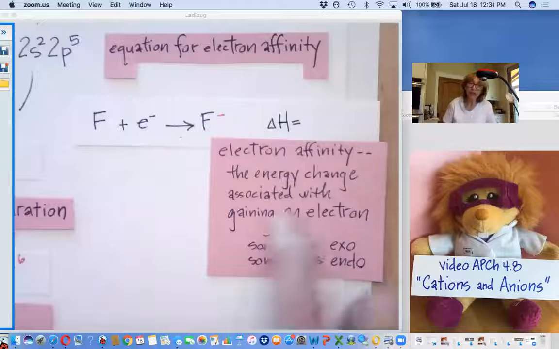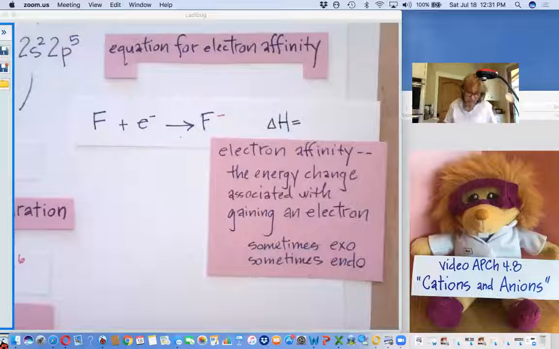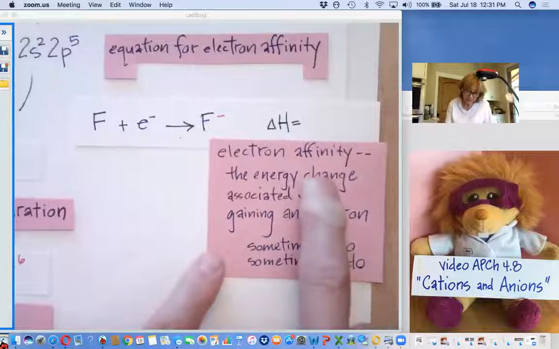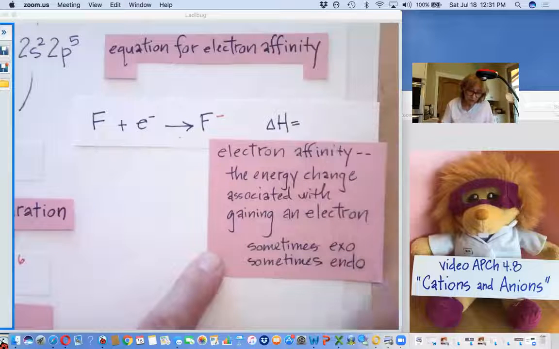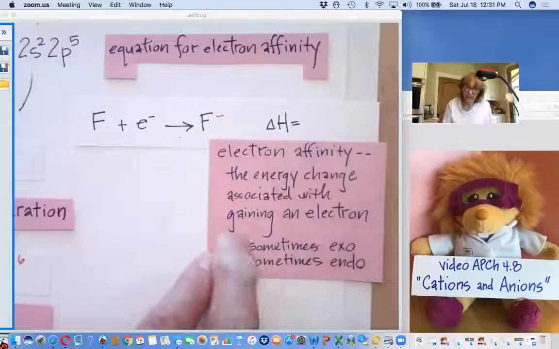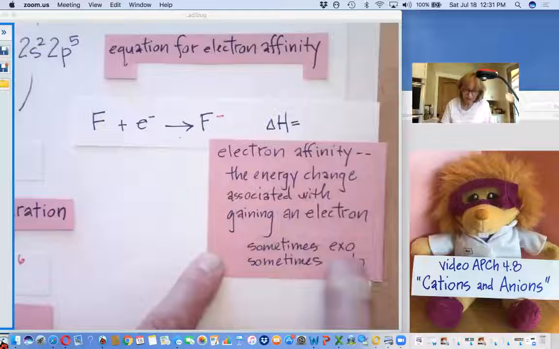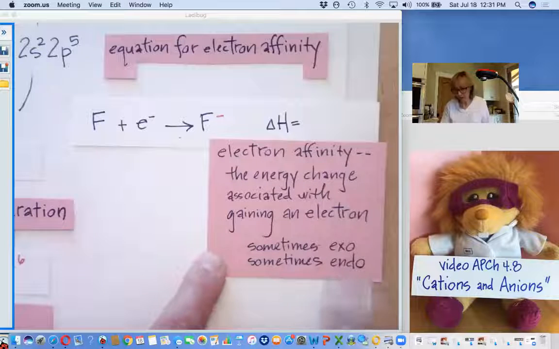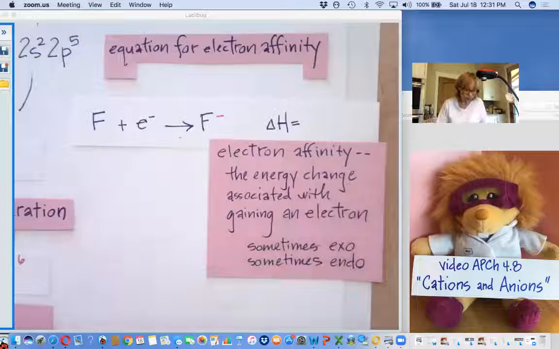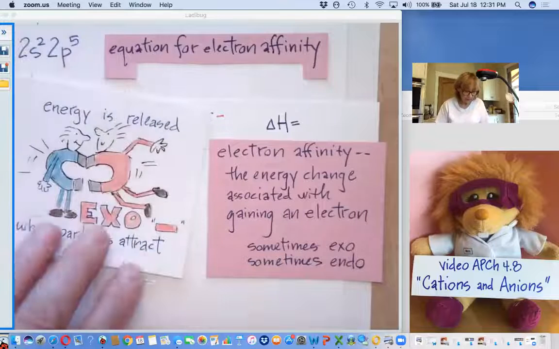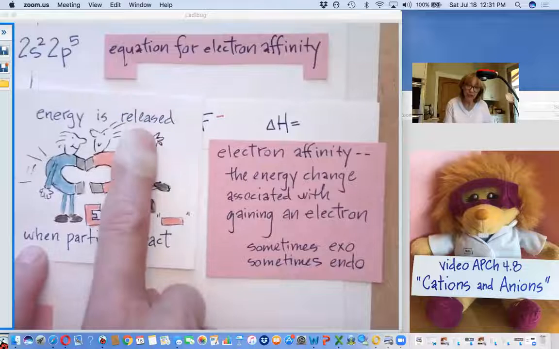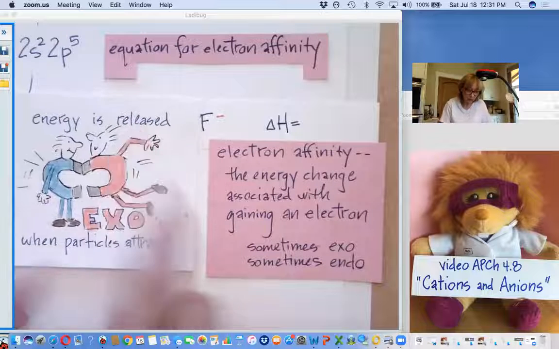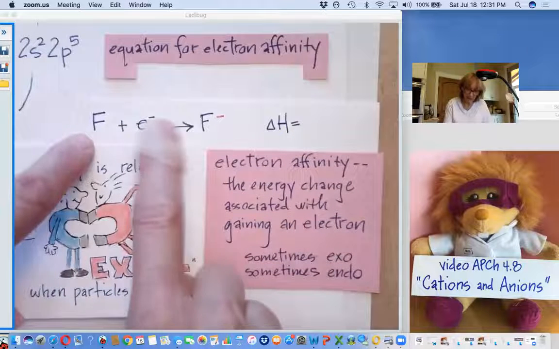Would you take a minute to read and write down that definition? Electron affinity is the energy change, this change in enthalpy, that's associated with gaining an electron. And sometimes it's exothermic and sometimes it's endothermic. So you remember we learned that when particles attract to each other, energy is released. Well, that's what's going on in this process.